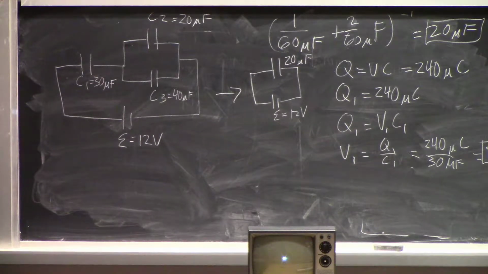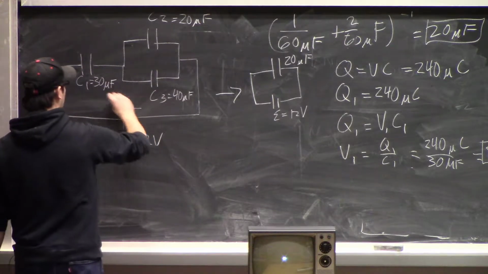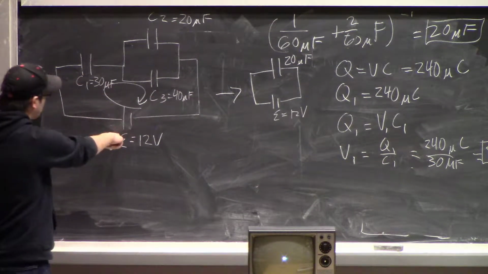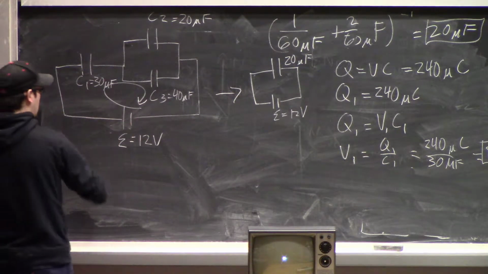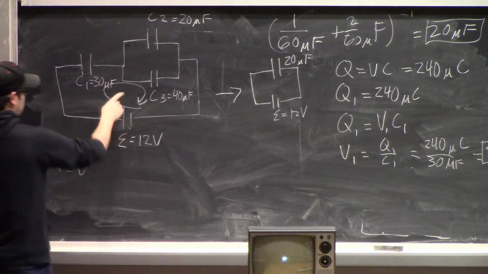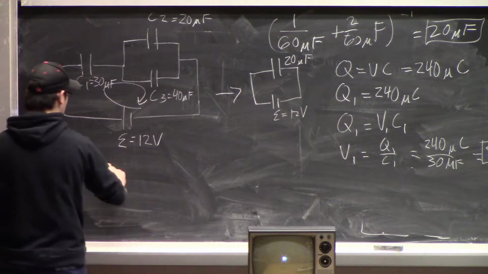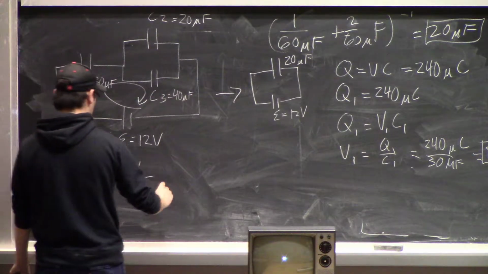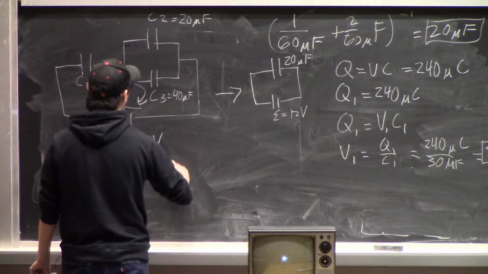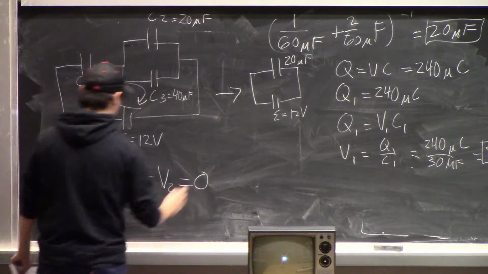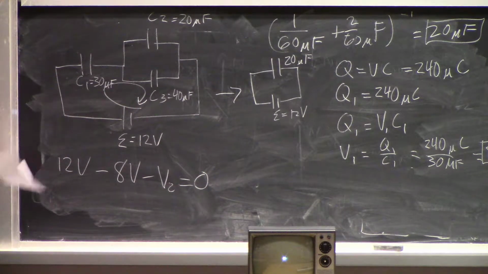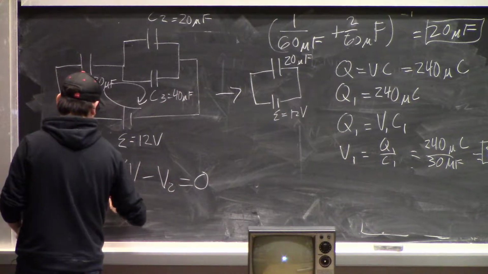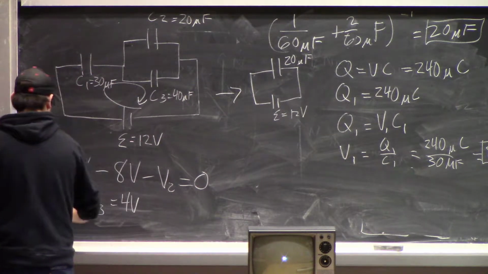The way we can think about this is if we drew some loop here, and ask ourselves what are the contributions to the potential. This is a potential increase, so this is going to be 12 volts. This is going to be a potential decrease, and we know that that's 8 volts. And then this is going to be another potential decrease, which is an unknown, we'll call V2, and that's equal to 0. So we can solve for V2, and V2, which is also equal to V3, is equal to 4 volts.